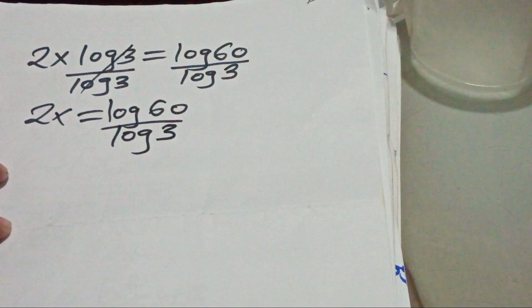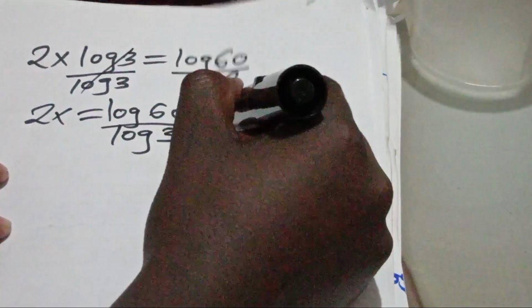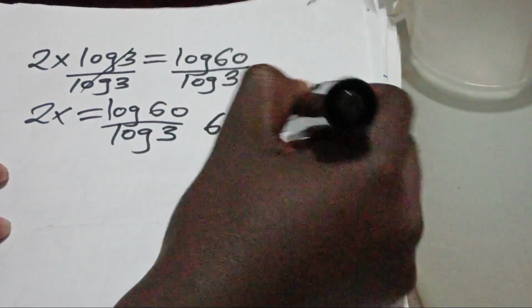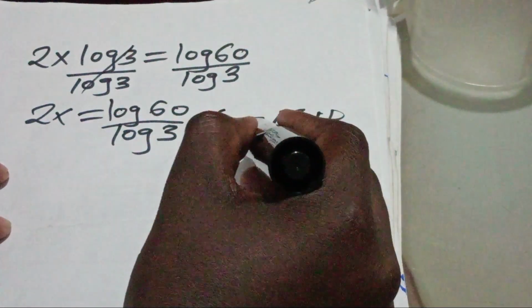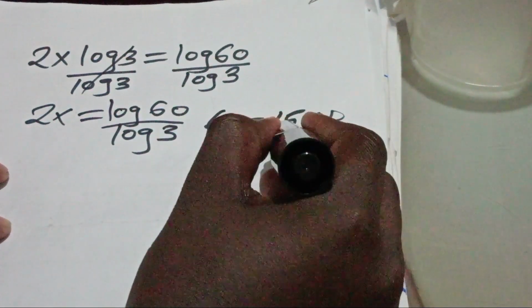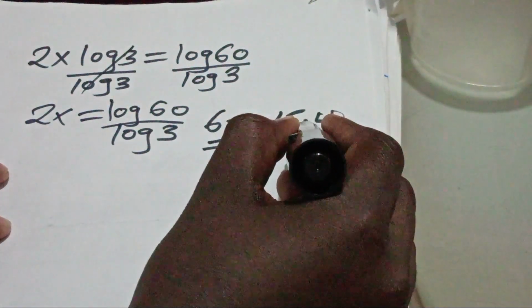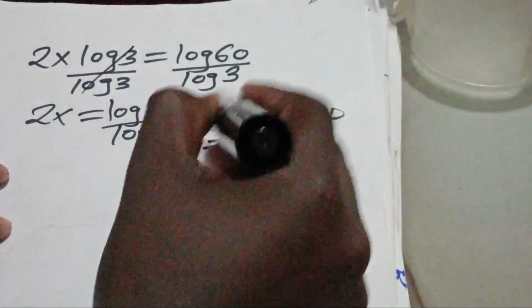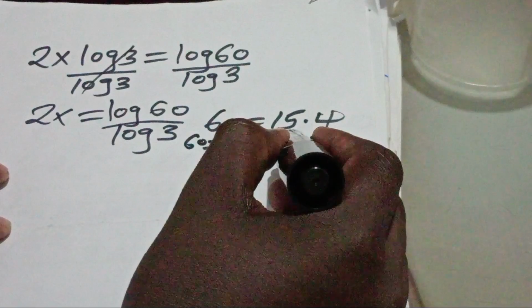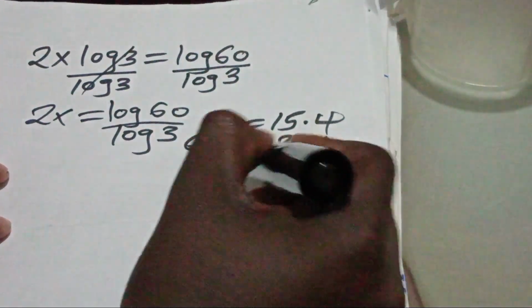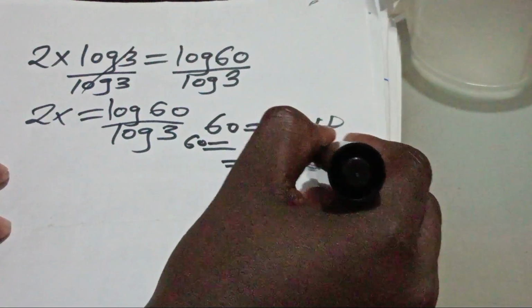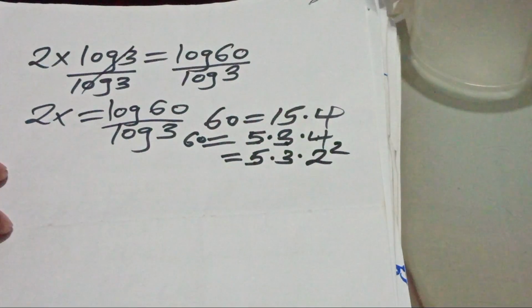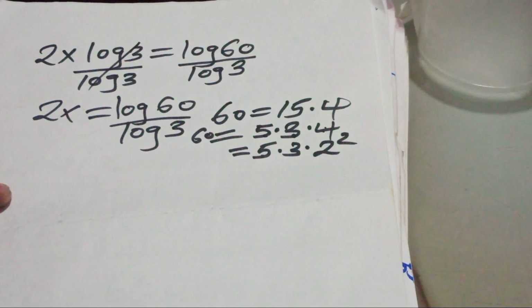Okay. Now we can be able to express 60. 60 can be expressed as 15 multiplying by 4. We can also express 15. 15 can further be expressed as 5 multiplying by 3. Okay. Multiplying by now 4. So 60 can be expressed as 5 times 3 times 4. Okay. 4 can be expressed as 2 to power 2. Okay. Now let's substitute the value of 60, which is 5 times 3 times 2 to power 2.